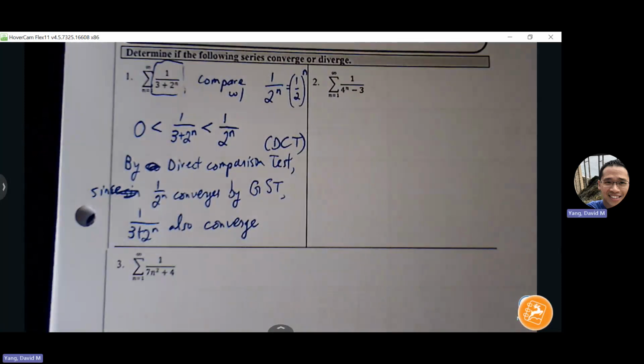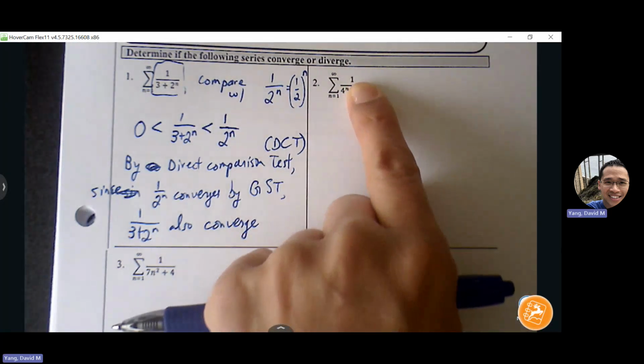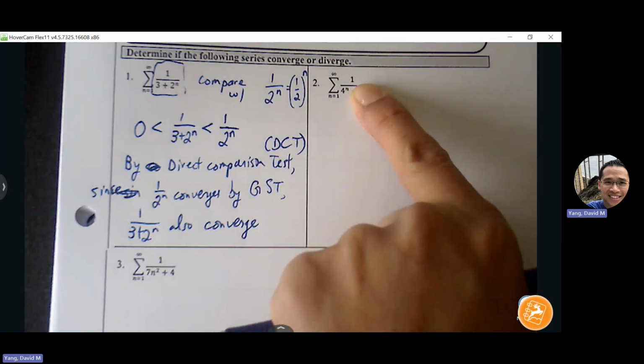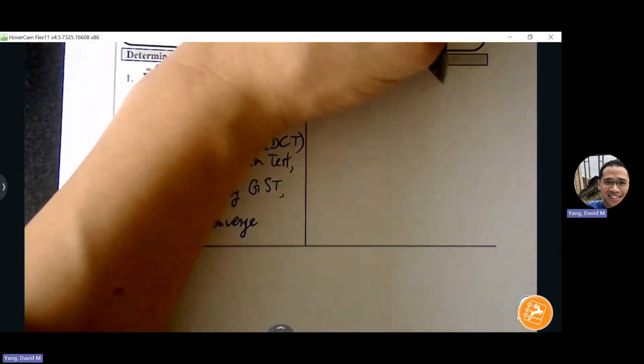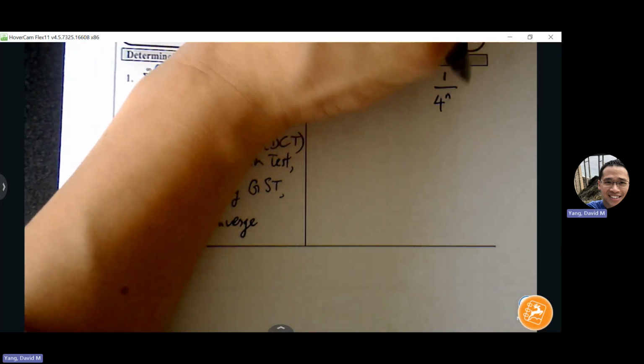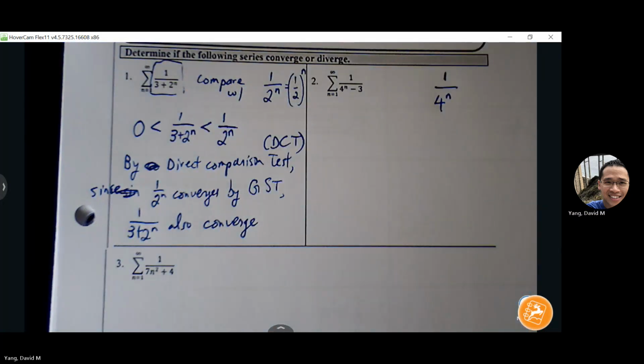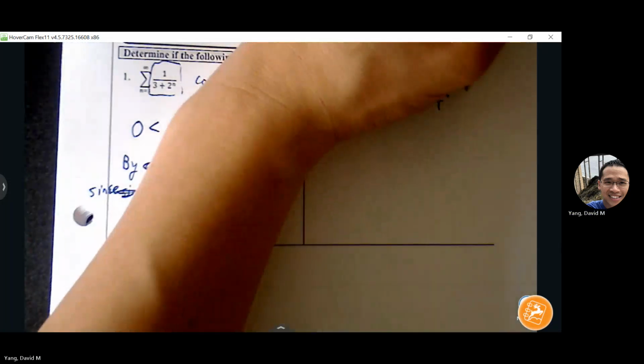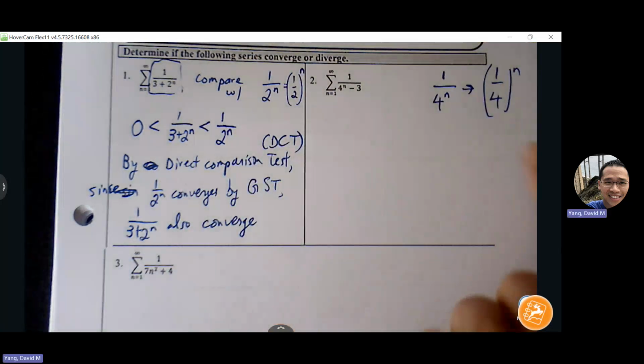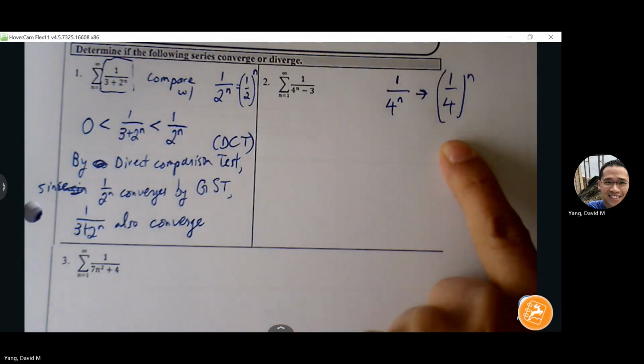All right, second one here, 1/4 to the n minus 3. That minus 3 kind of messes things up a little bit, so it doesn't quite fit into the test that we can recognize by itself, but we can find something that is kind of the parent version of it. We can look at that 1/4 to the n. And this is also what? Geometric series, right? Converge or diverge? Diverge, okay.